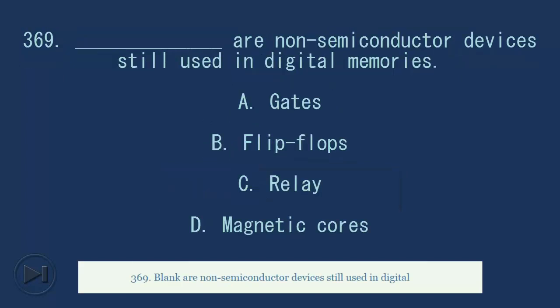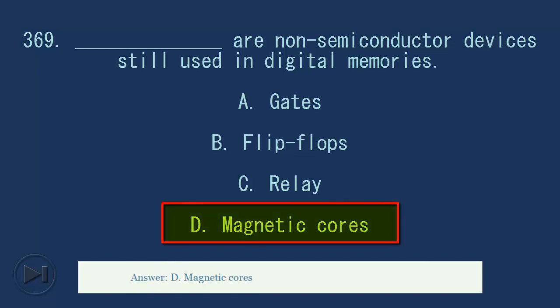369. Blank are non-semiconductor devices still used in digital memories. A. Gates. B. Flip-flops. C. Relay. D. Magnetic cores. Answer, D. Magnetic cores.